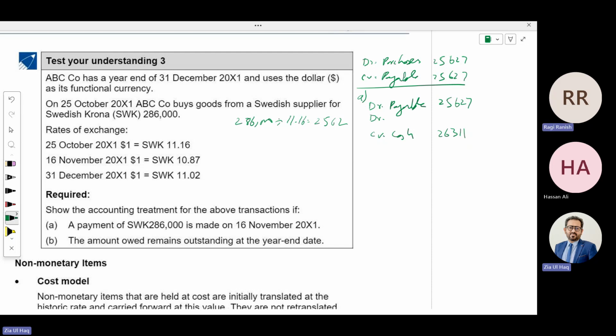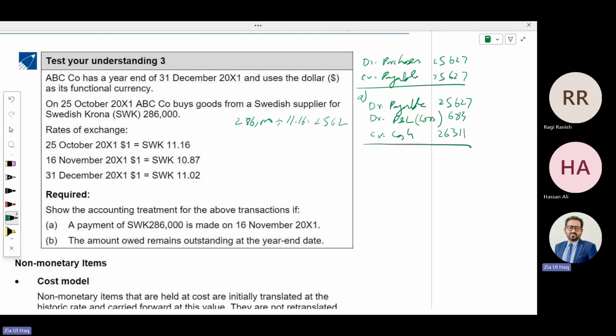Okay, now what's the difference? 684. So that will be charged to profit and loss, 684. That is a loss. Part A done.